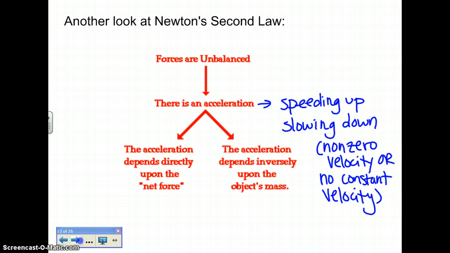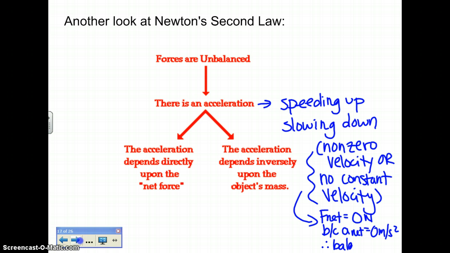Okay? Because if you have a velocity of 0 meters per second, then you would have no acceleration. You with me? Okay, good. So then if you also are moving at a constant velocity, you're not speeding up nor are you slowing down because you're moving at a constant velocity. So both of those, the stuff that's in the parentheses, is going to give you an F net of 0 newtons because a net is going to equal 0 meters per second squared. Therefore, you have balanced forces.